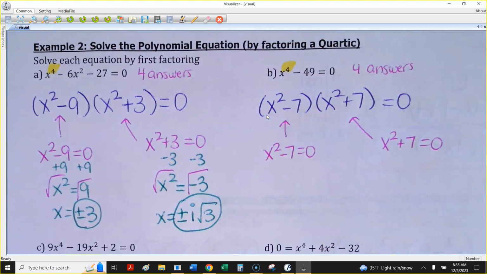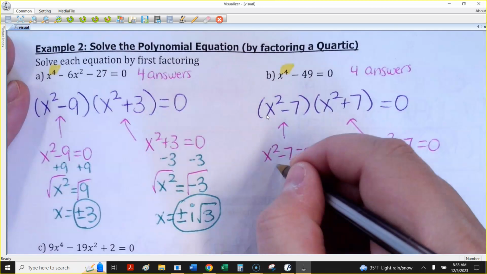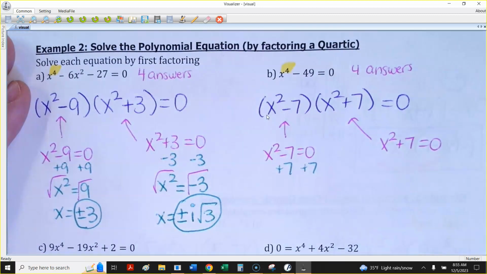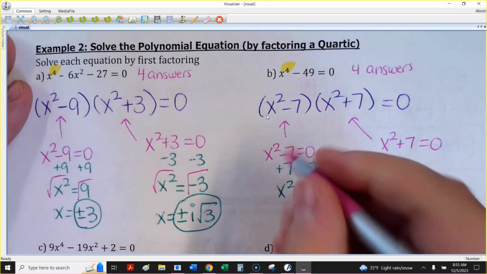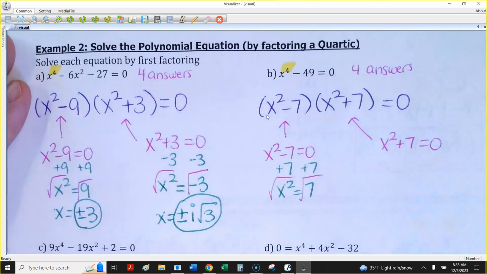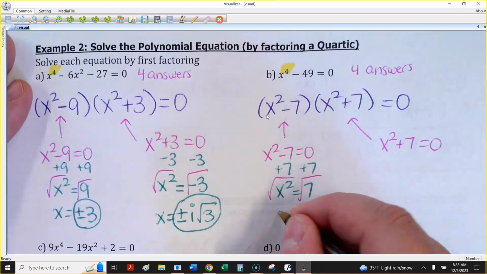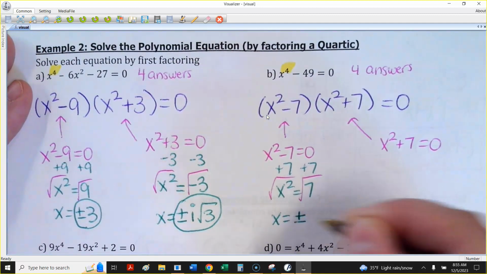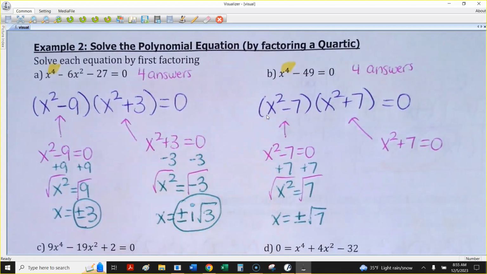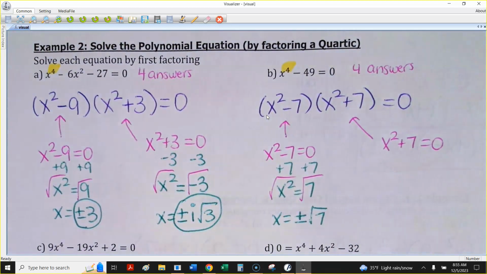So this one right here, we're going to add 7. So then I'm going to have x squared equals positive 7, square root, and then it's a positive number. So I introduced a square root. I get 2 answers out of this because of the plus and minus symbol. And I can't break down 7 under a square root, so it's just plus or minus the square root of 7. 2 answers right there.